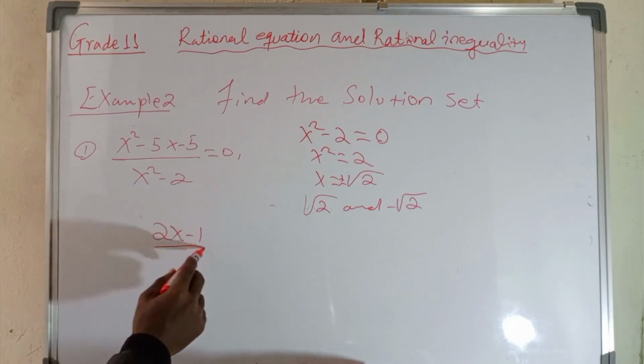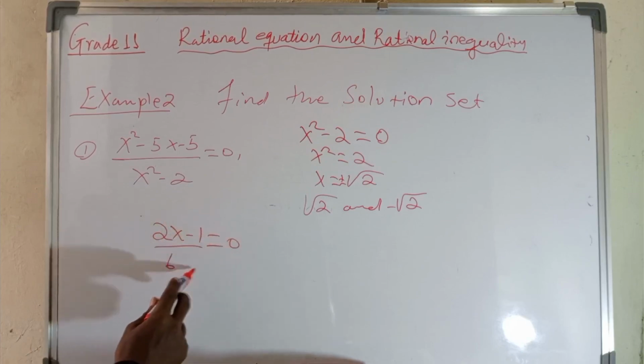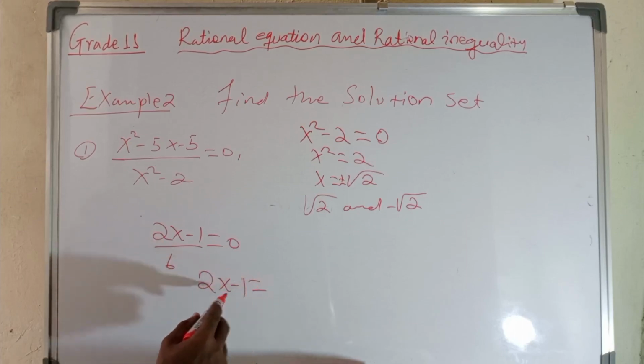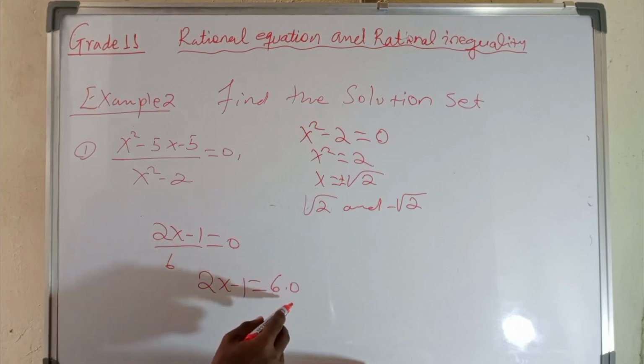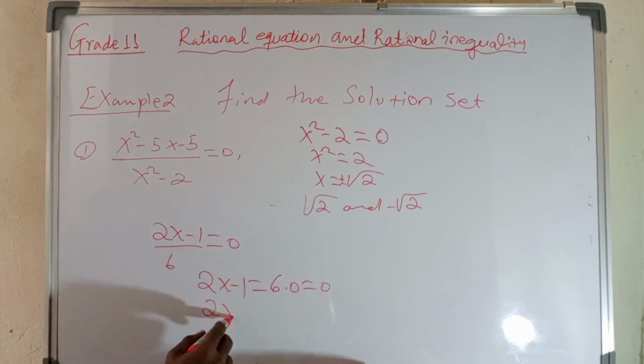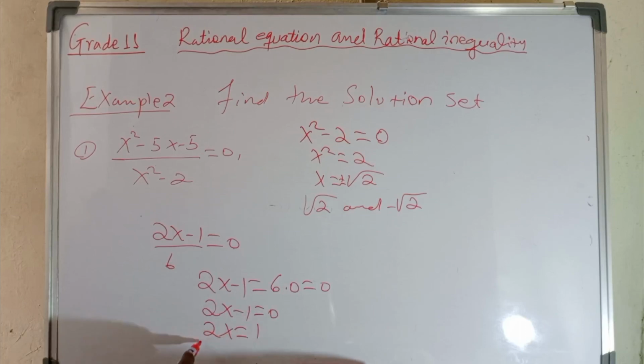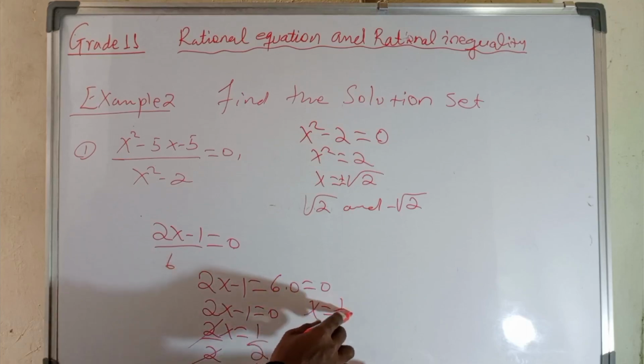Then what we want to find is, as you know, if we have 2x minus 1 divided by 6 equals 0, then we multiply by 6 times 0. 2x minus 1 is equal to 6 times 0, which is how much? 0. So 2x minus 1 is equal to 0, because 6 times 0 is 0. So 2x is equal to 1, and x is equal to 1 over 2.